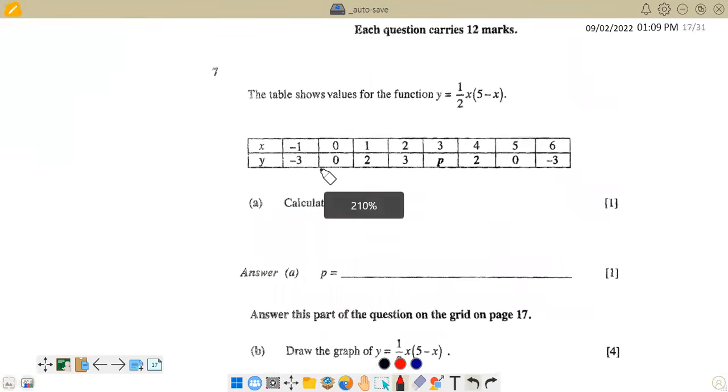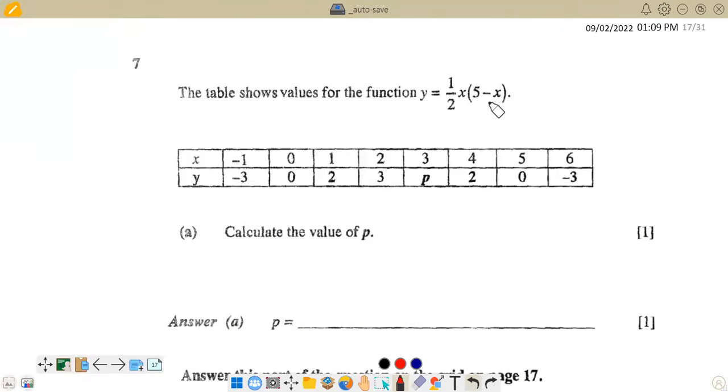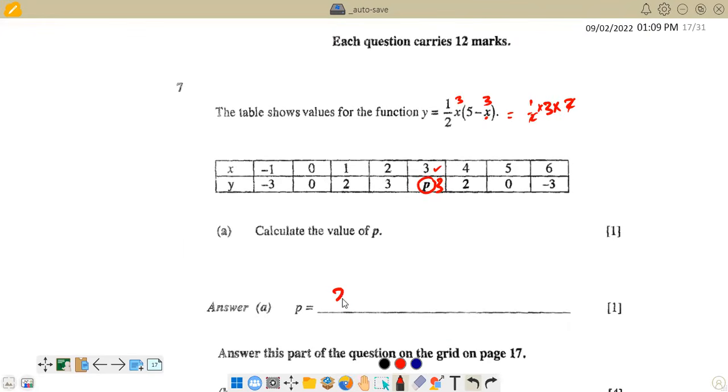All right. Then on number 7, we are now given a quadratic graph. Remember, this is y is equal to half of x times (5 minus x). If you expand this, the x multiplying the x is going to give us an x squared, so this is a quadratic graph. The first question is to calculate the value of p. So p corresponds to when x is equal to 3. You just substitute 3 in place of x. So we are going to have half of 3 times (5 minus 3, which is 2), so the 2 and the half cancel, leaving 3 at the end. So our p in this case is 3.